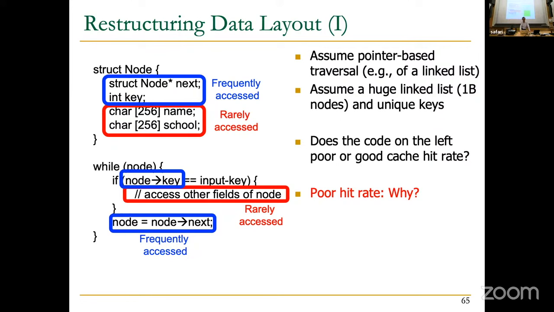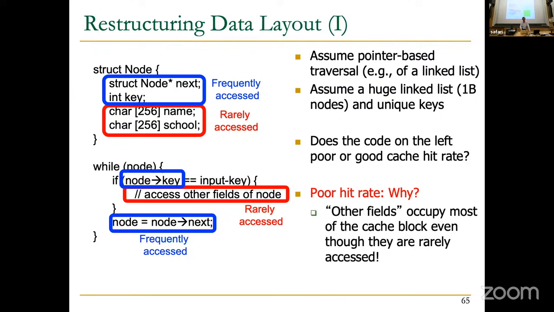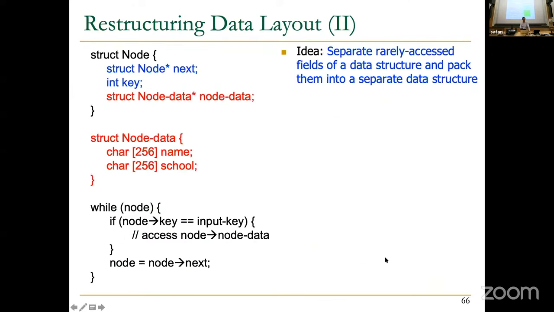Okay? This could have been worse, actually. The layout may have been such that next and key are separated from each other, so every node gets 2 cache misses, essentially. So basically, other fields occupy most of the cache block, even though they're rarely accessed. That's the problem. So the key idea is very simple.